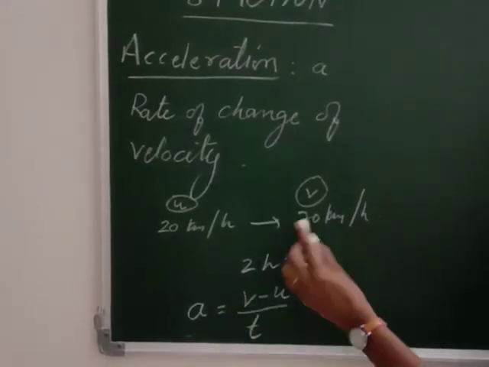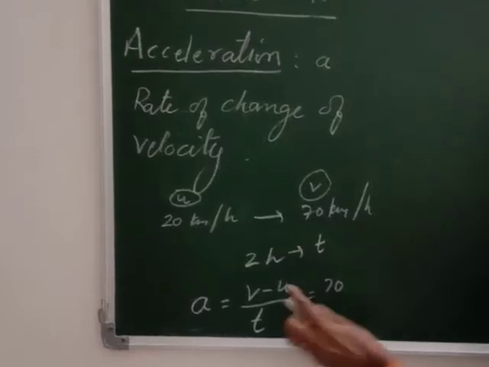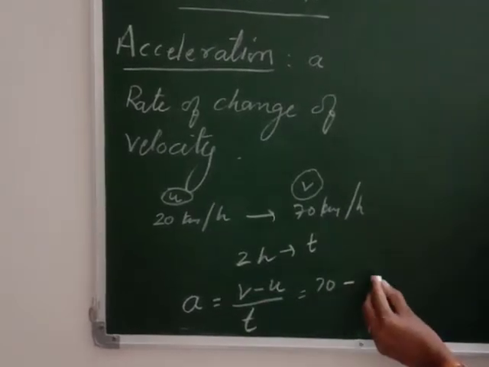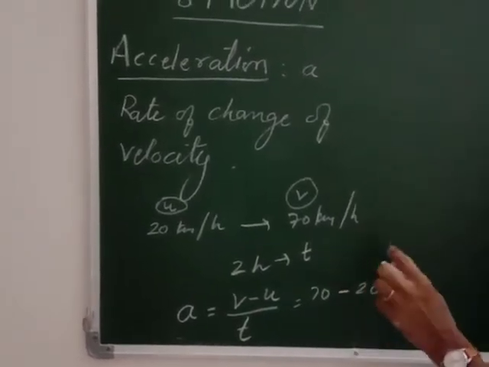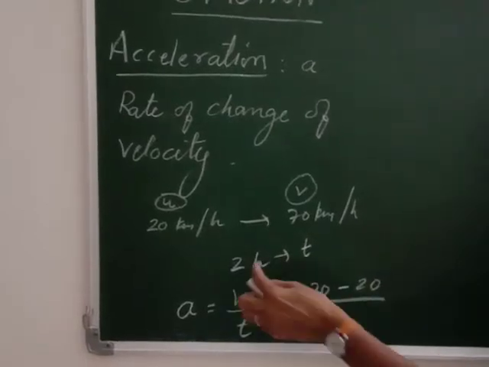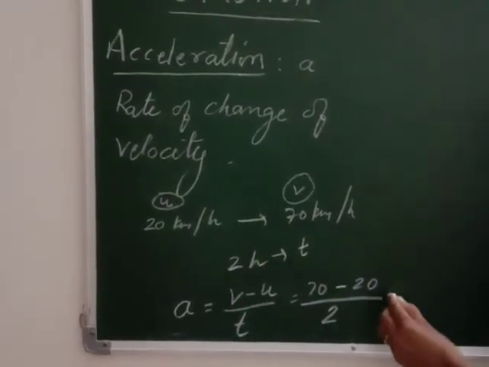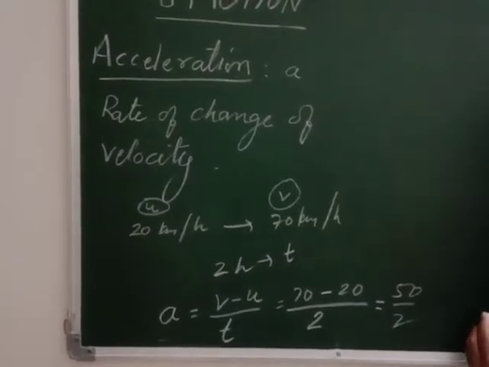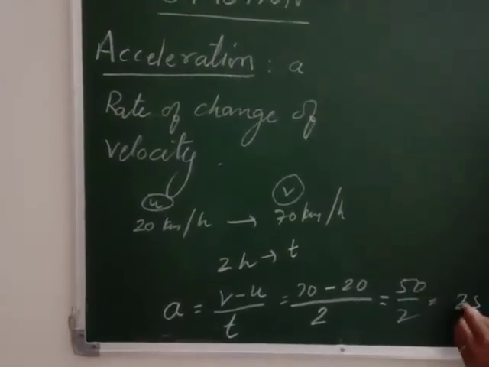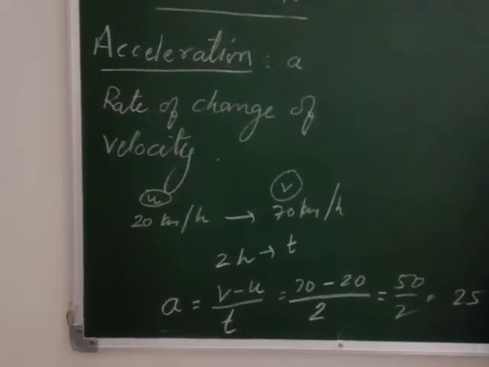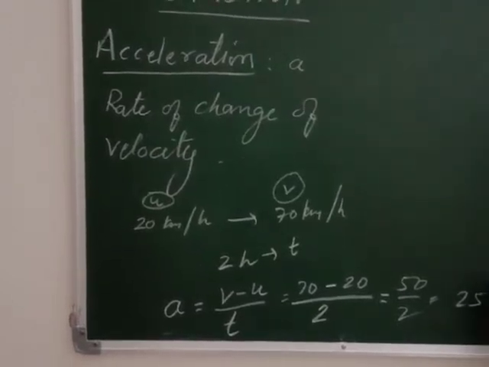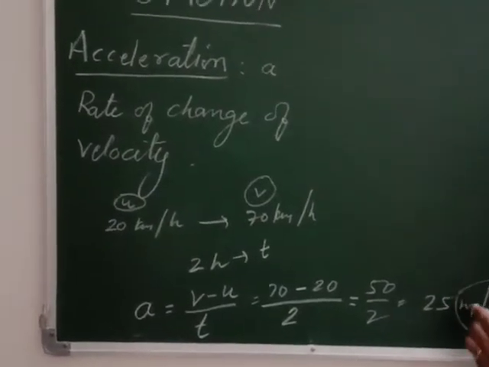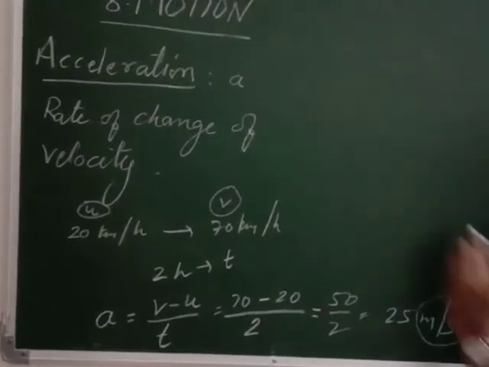What is v? 70. That is the final velocity. What is u? 20. That is your initial velocity. And how much time taken? 2 hours. So solve this. It will be 50 by 2. So it will be 25 meter per second square. The unit of acceleration is meter per second square.